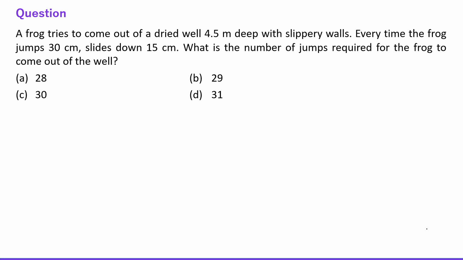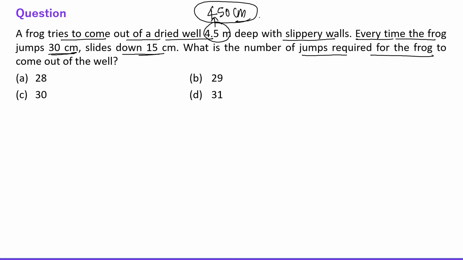Next question says, a frog tries to come out of a dried well 4.5 meters deep with slippery walls. Every time the frog jumps 30 centimeters and slides down by 15 centimeters. So everything is given in centimeters, so just convert this also into centimeters. So this is 450 centimeters. What is the number of jumps required for the frog to come out of the well?